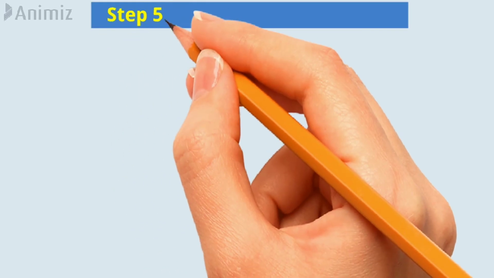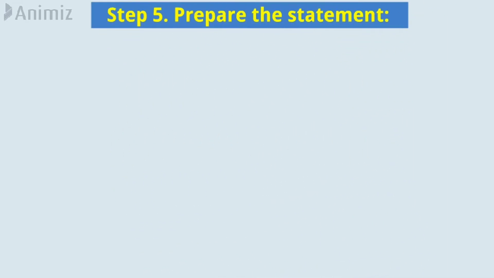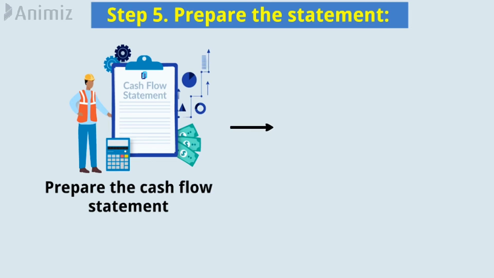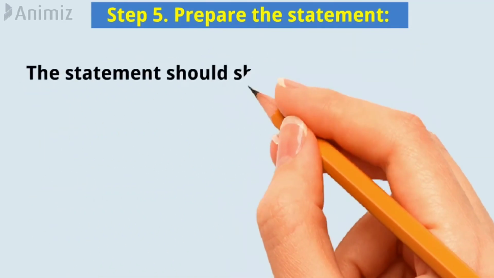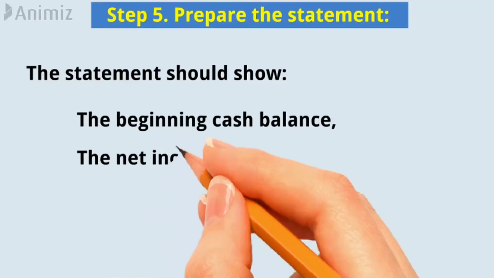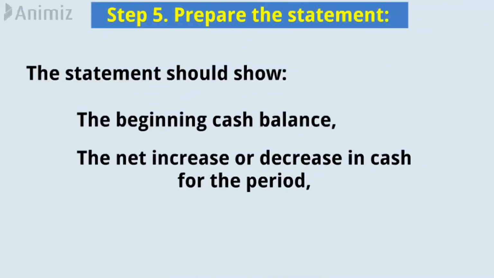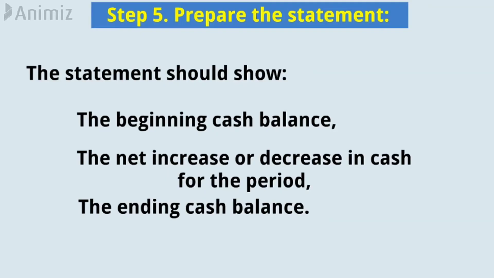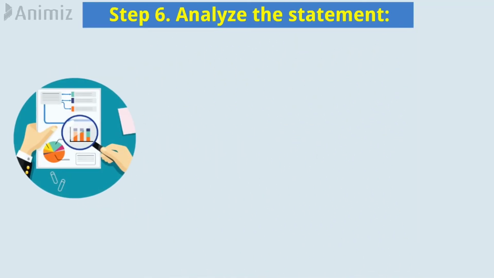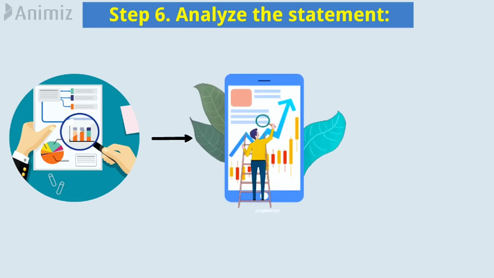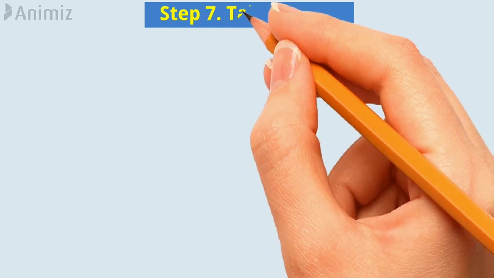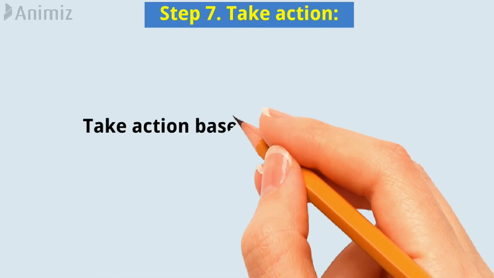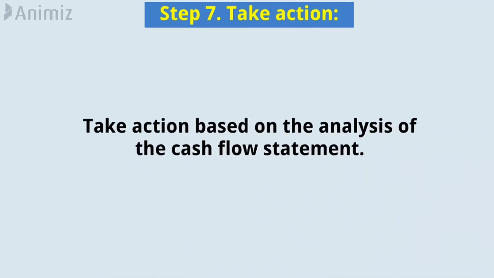Step 5. Prepare the statement. Prepare the cash flow statement using the information collected in the previous steps. The statement should show the beginning cash balance, the net increase or decrease in cash for the period, and the ending cash balance. Step 6. Analyze the statement. Analyze the cash flow statement to identify trends and potential problems. Step 7. Take action. Take action based on the analysis of the cash flow statement.